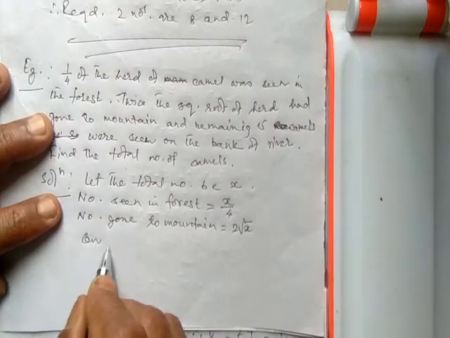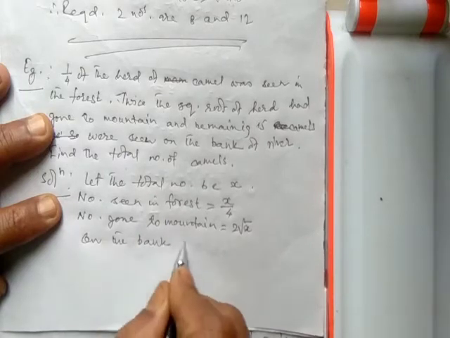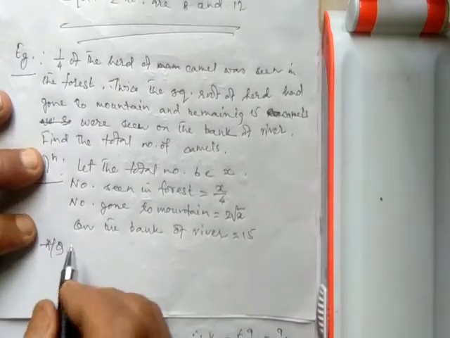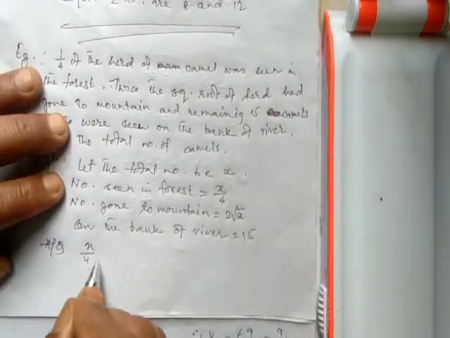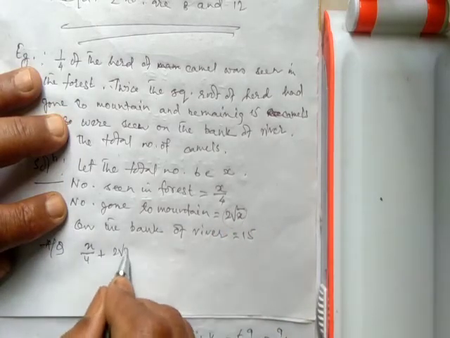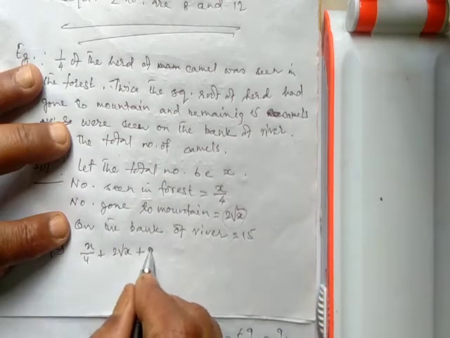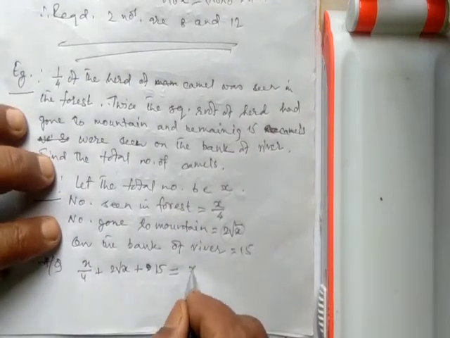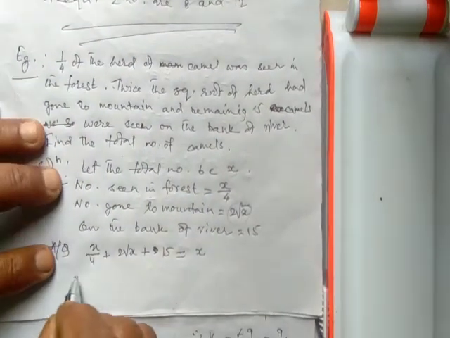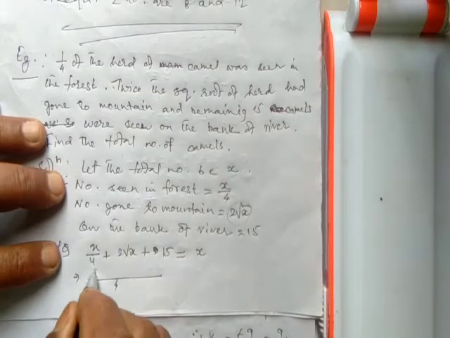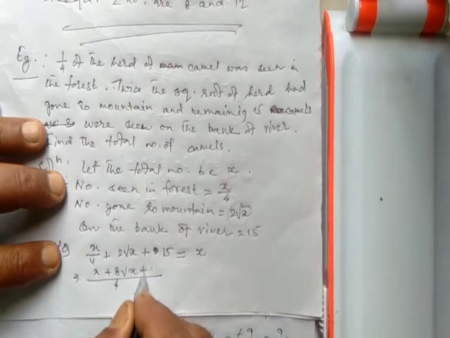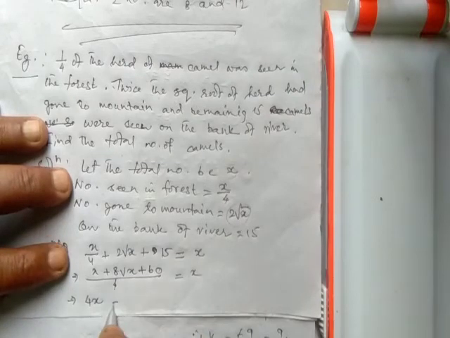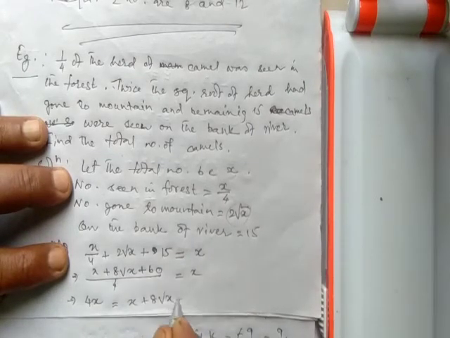How many are there on the bank of the river? It is equal to 15. Then according to the question, what is it? This is in the forest, x by 4, plus this is gone to the mountain, 2 root x, plus 15 are seen on the bank of the river. So the total number of camels is x. This implies LCM has taken 4. So x plus 8 root x plus 60 is equal to 4x. This implies 4x is equal to x plus 8 root x plus 60.